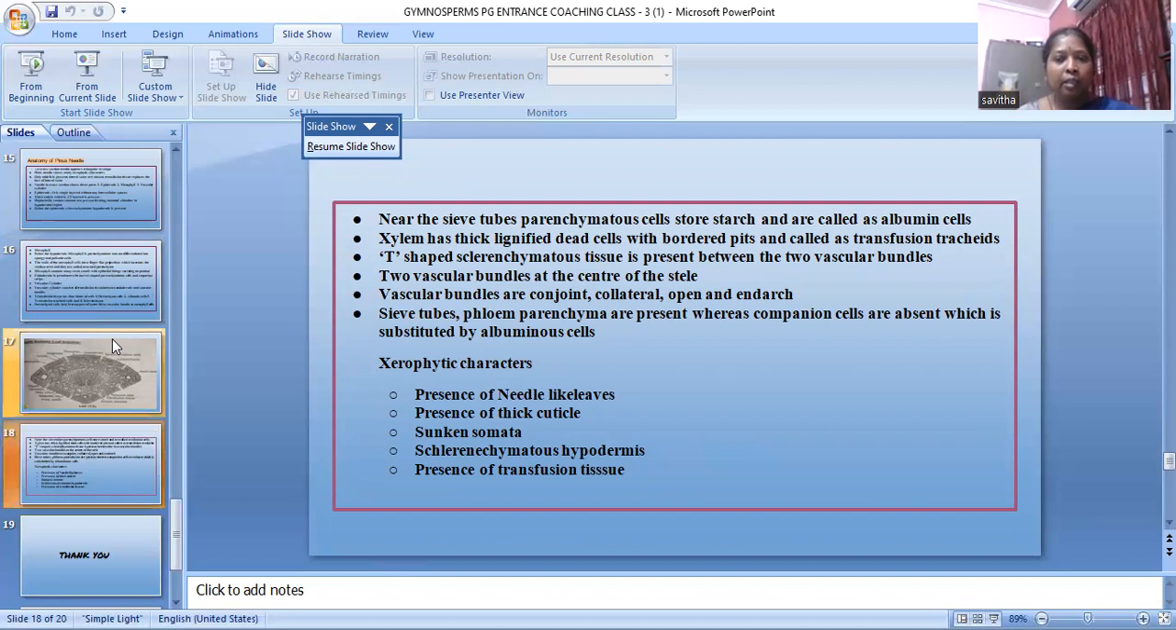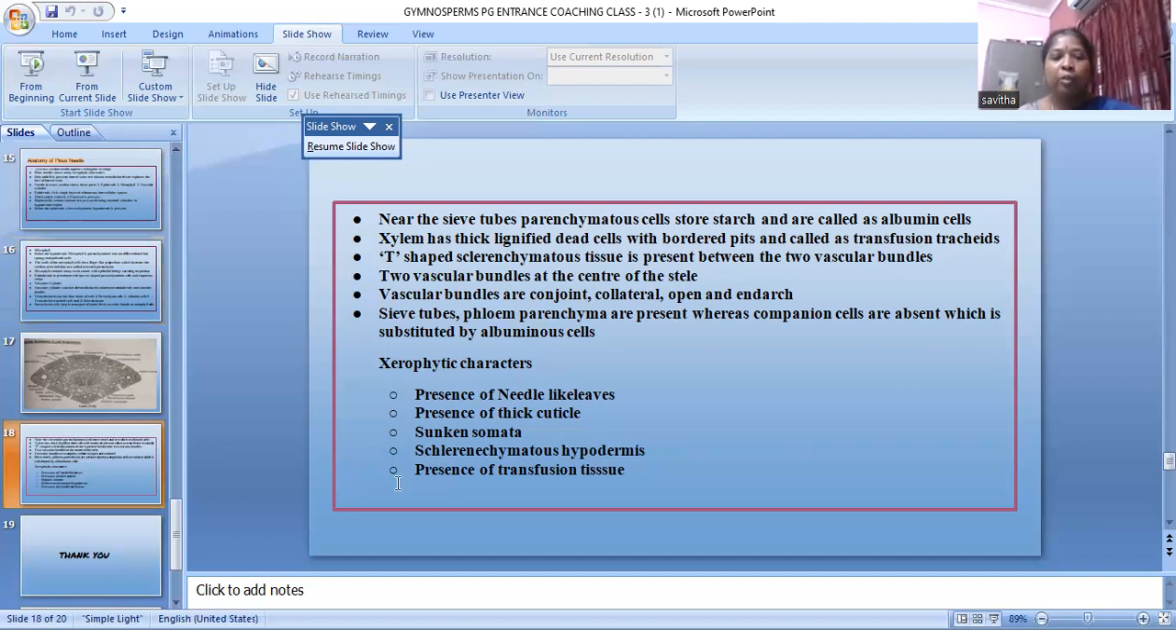albuminous parenchymatous cells. The parenchymatous cells help in transportation of water and storage of starch, transfusion tracheids are present in the xylem, and T-shaped sclerenchymatous cells are present between the vascular bundles. Two vascular bundles are present in the central part, which are conjoined, collateral, open, and endarch. Sieve tubes and phloem parenchyma are present in the phloem, where companion cells are absent and are substituted by albuminous cells.